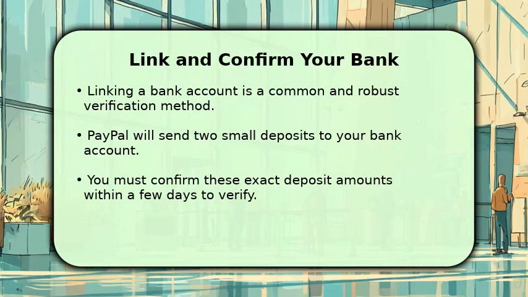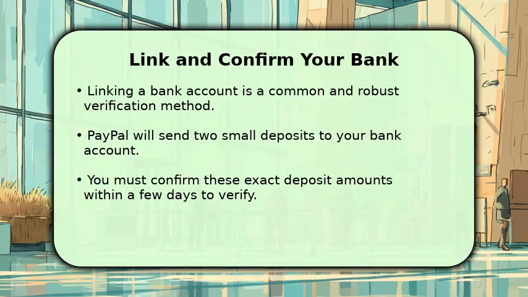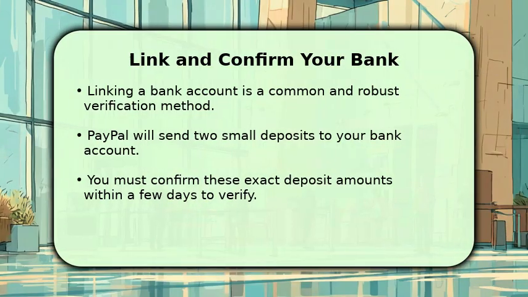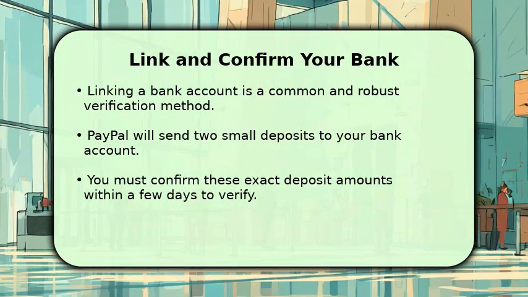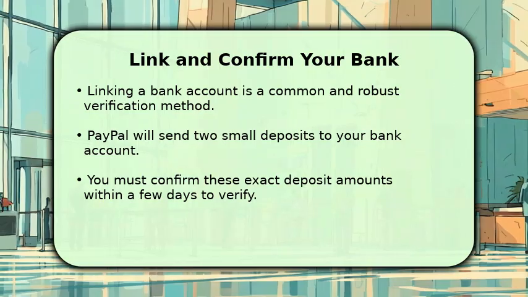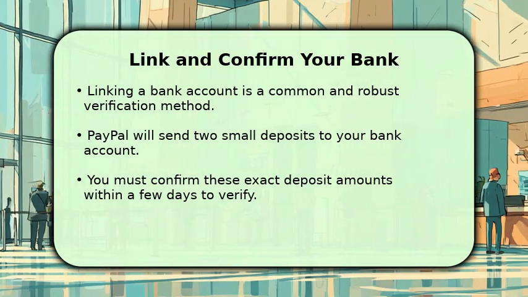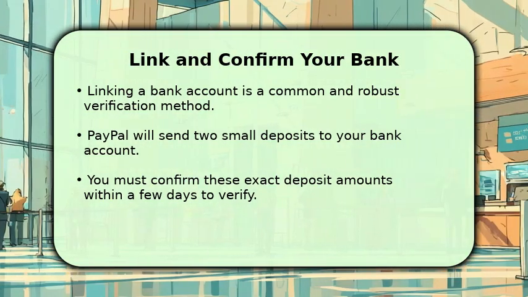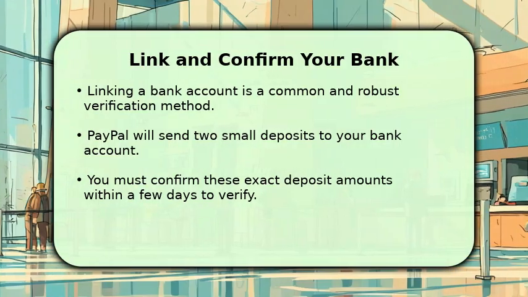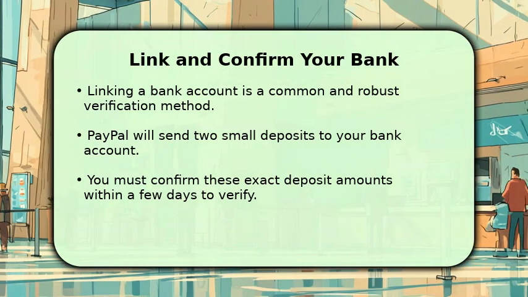One primary way to verify your PayPal account is by linking and confirming your bank account. Navigate to the Link a Bank Account section and provide your bank's routing and account numbers. PayPal will then send two very small deposits, typically less than $1 each, to your bank account within 3 to 5 business days.